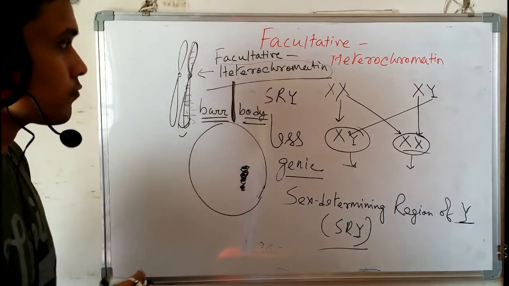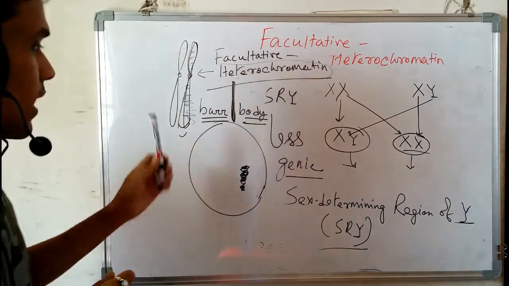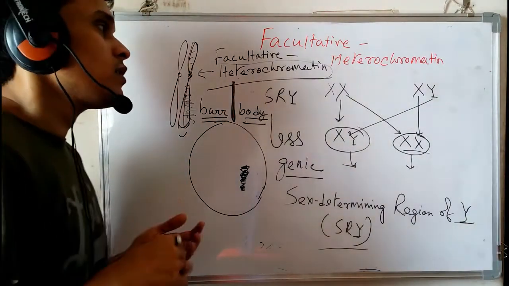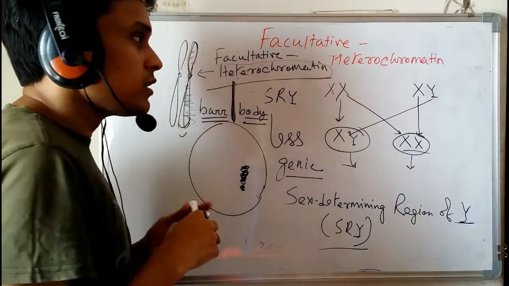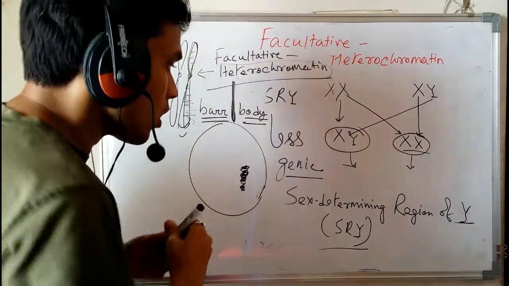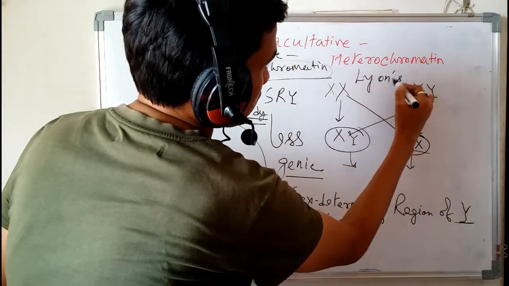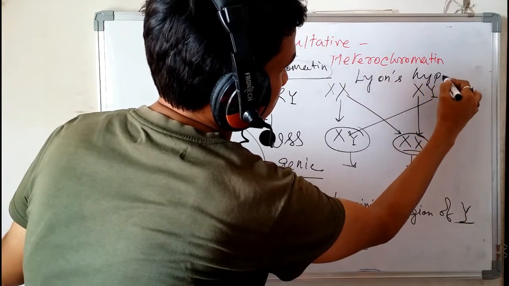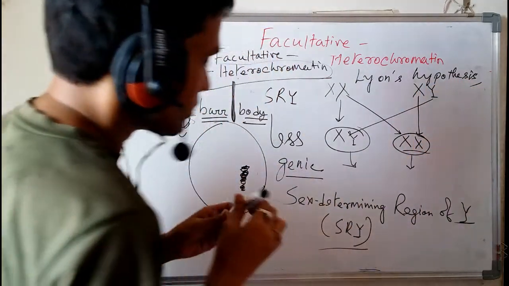Okay, I think this is clear to you. And this X chromosomal inactivation was postulated by the scientist Lyon. That is why it is called the Lyon hypothesis. Lyon's hypothesis. Okay, I think it's clear to you.